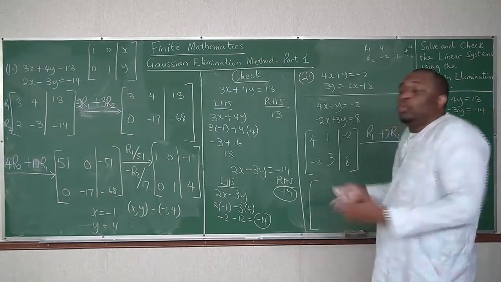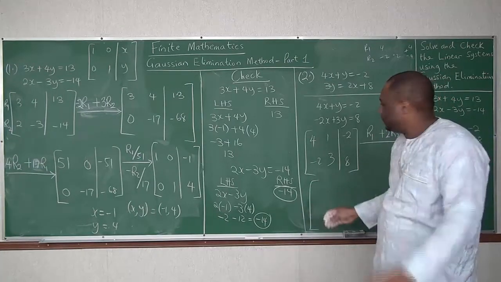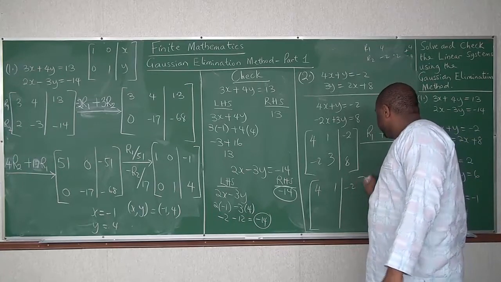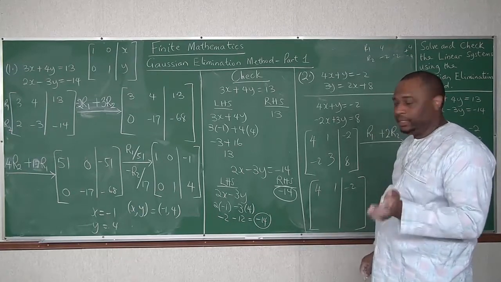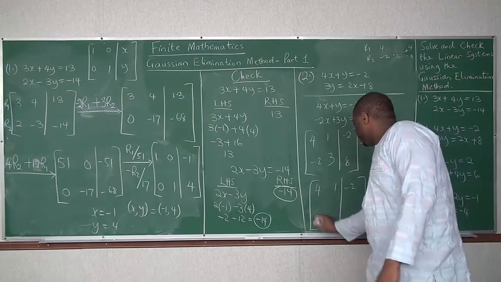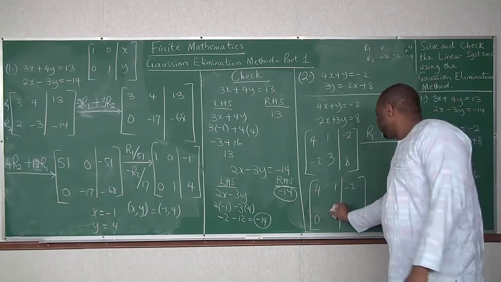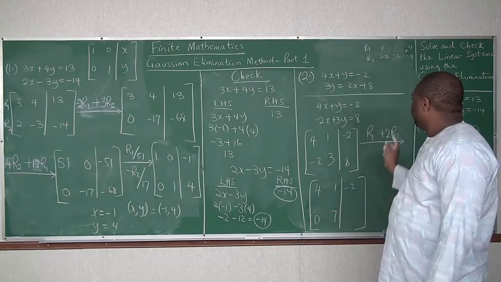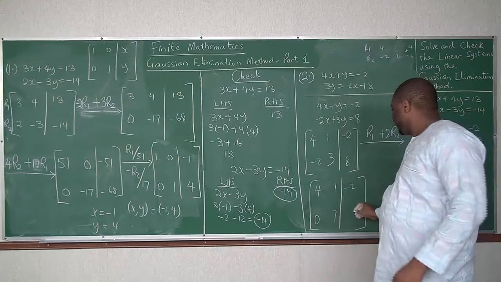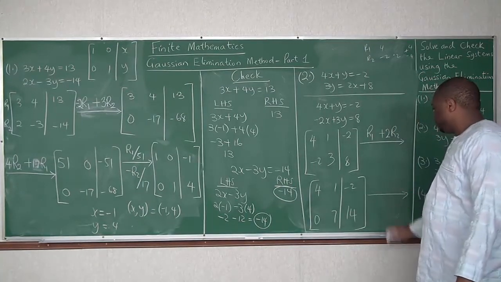So this will now be what? Which row does not change? Row 1. Write it first. So this will be 4, 1, negative 2. We write it first, the row that does not change. Then 4 plus negative 4 is 0. 1 plus 6 is 7. Negative 2 plus 16 is 14. Okay? Now what's the next operation?